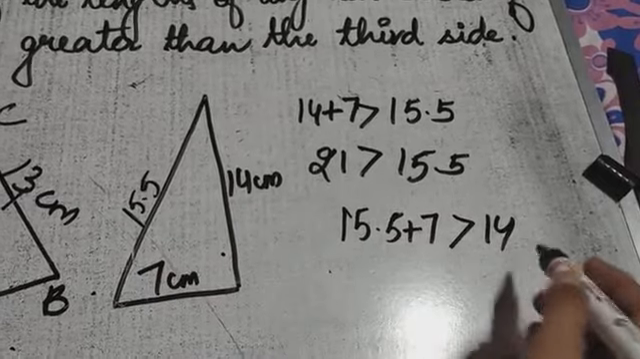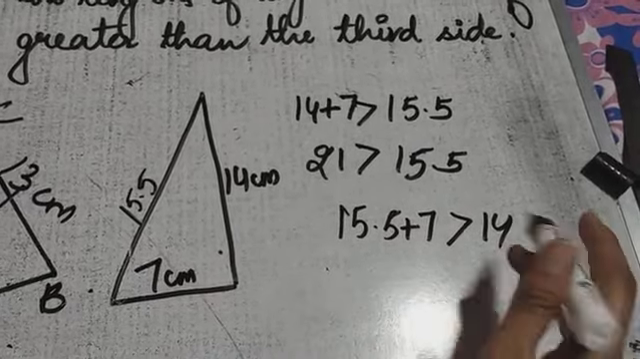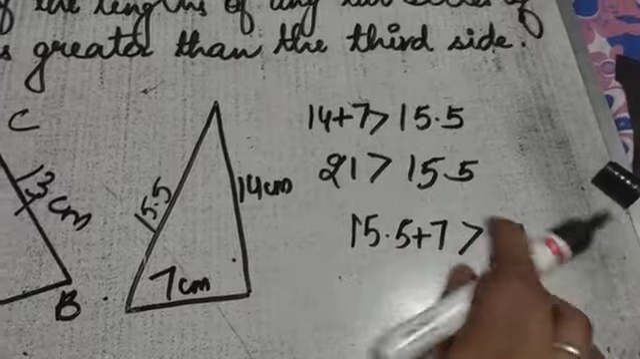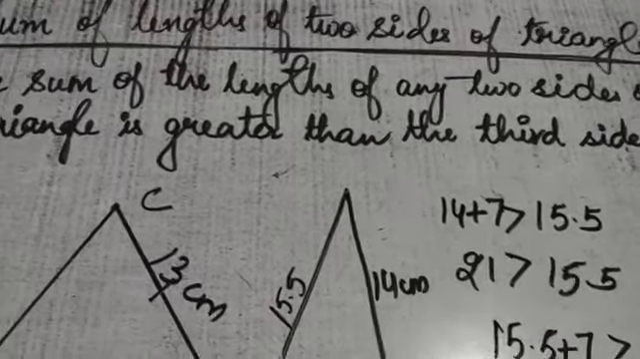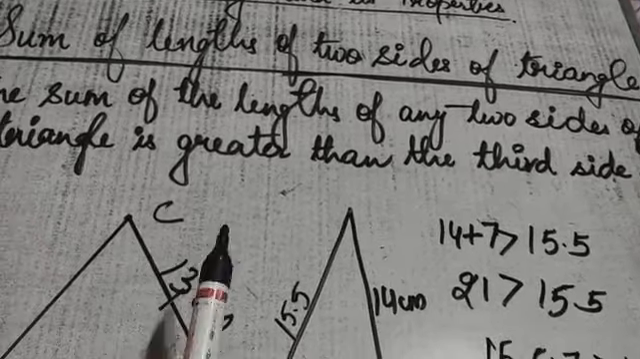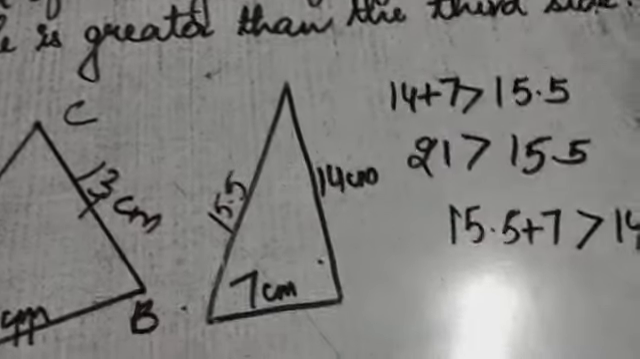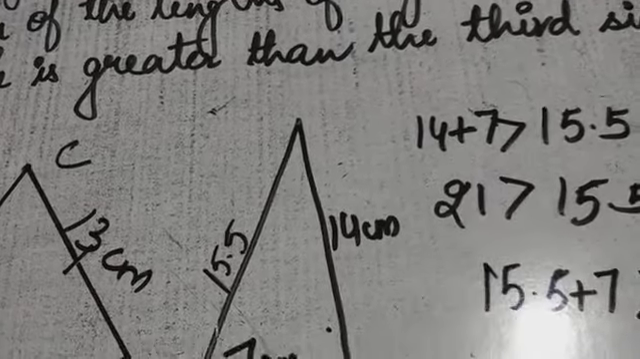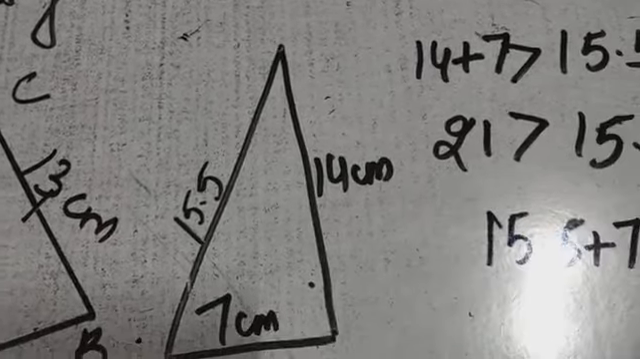So if we take these two sides also, then also it is greater than 14. So we can say that it is always true that the sum of lengths of any two sides of a triangle is greater than the third side. Okay. Now we'll solve some questions related to this topic.